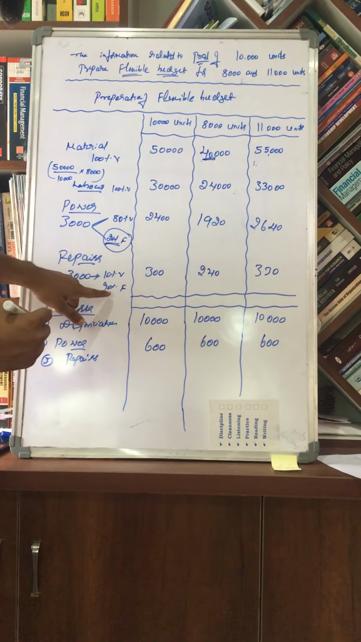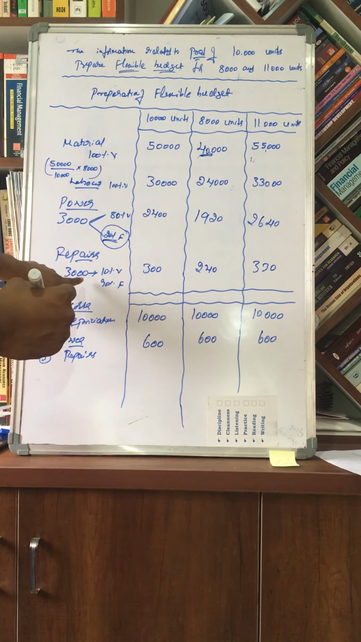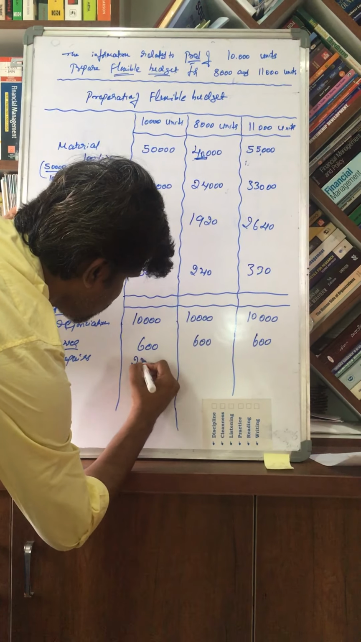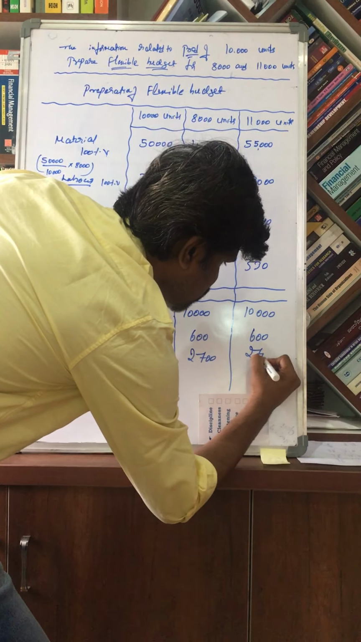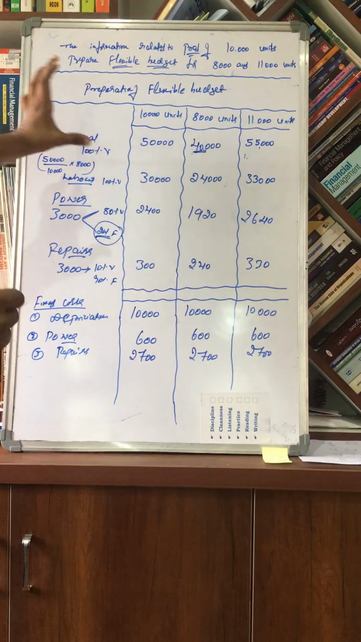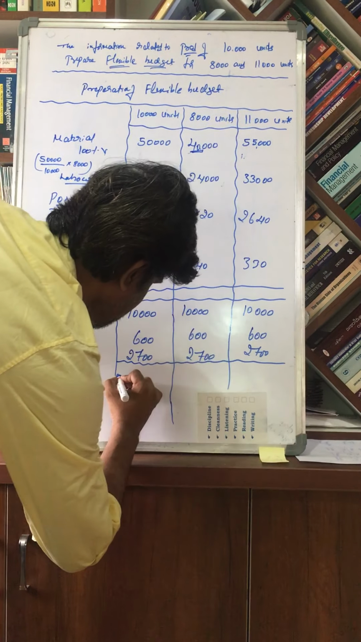Repairs is 90% fixed. 10% of 3,000 is 300, and 90% of 3,000 is 2,700. So 2,700. We have to add the total variable cost and total fixed cost.